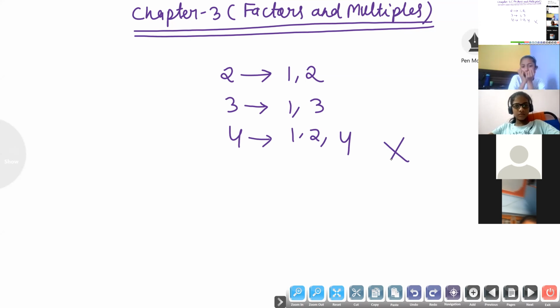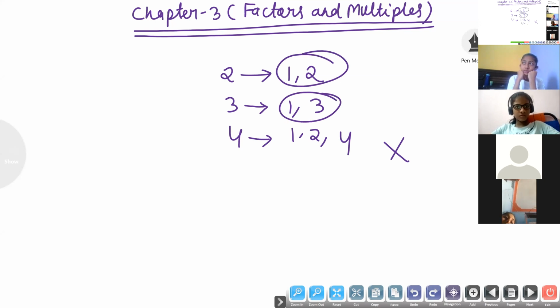The prime number definition is that prime numbers are those numbers which have exactly two factors. Exactly two factors means here 1 and 3, 1 and 2. But here 1, 2, 3 is coming. That's why this is not a prime number. Then 4 is what? A composite number. The number which has more than two factors is called a composite number.